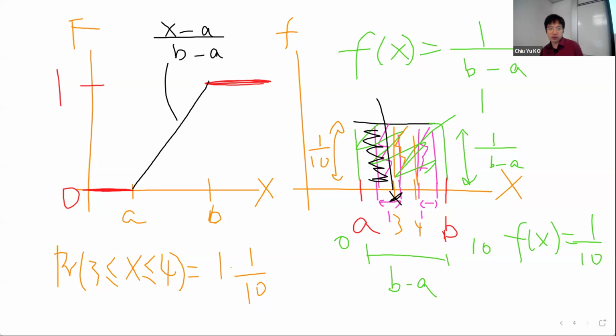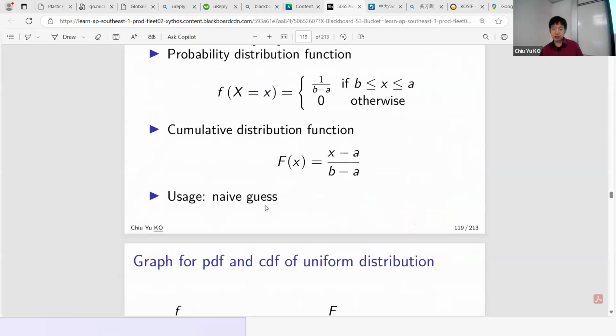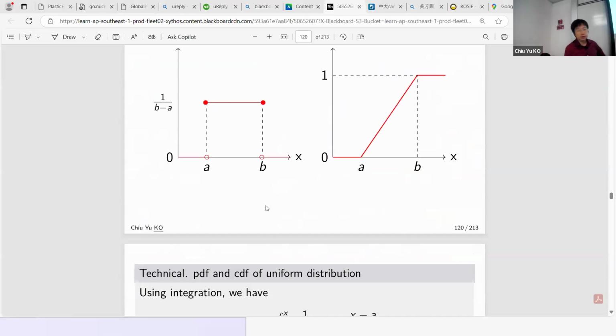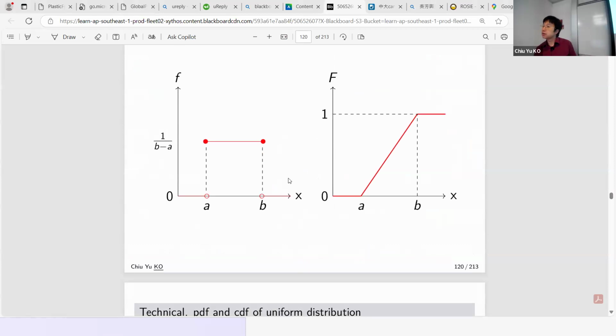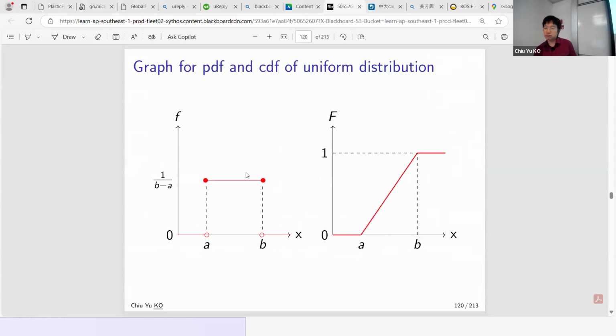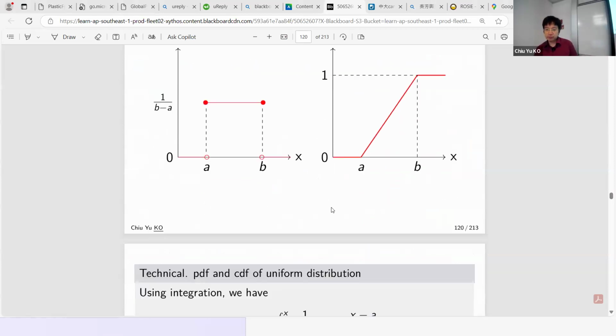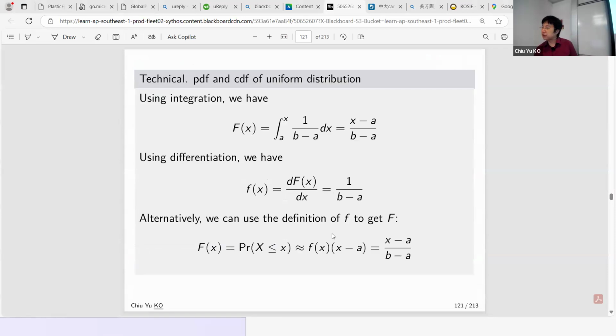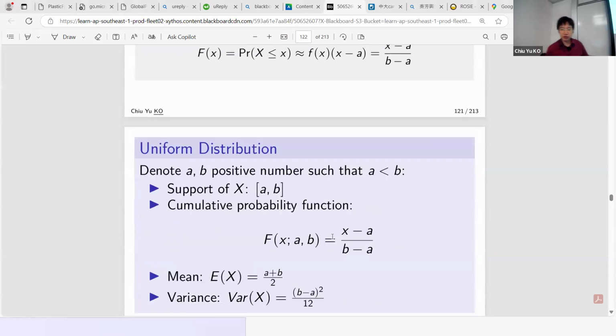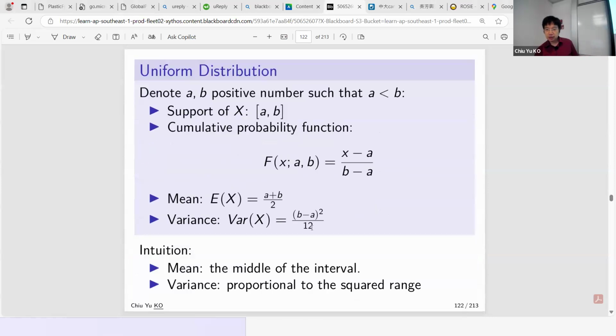And why is that a slope? Because the slope is constant. So that's why it's constant. But anyway, this is the graph I have. You can see here. And this is the integration definition. The only thing we need to know is this: the big F is x minus a over b minus a, so it's a definition, okay?